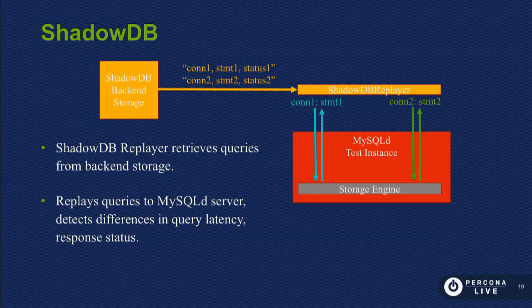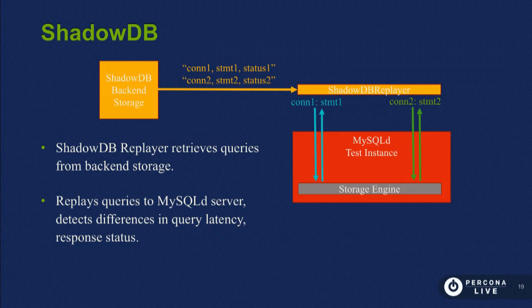And what it tries to do is it creates the same number of connections as the original production server has seen. It tries to replay the queries at exactly the same timing as the original production server. And so if you had a master test instance that you've created here, your replay can replay all the write traffic to your master instance.